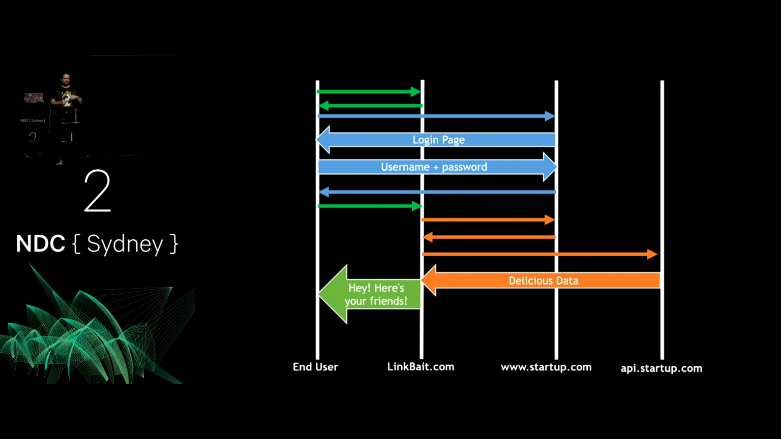We'll give them another one of these little melty ice keys that'll work for another 10 minutes, and another 10 minutes, and another 10 minutes. At no point are the customer's credentials shared with the third party, and beyond that 10-minute expiry window on the access token, there's no risk to the customer that their data is going to be exploited by Linkbait in a way that our startup provider can't control. So that's OAuth 2, OpenID Connect.